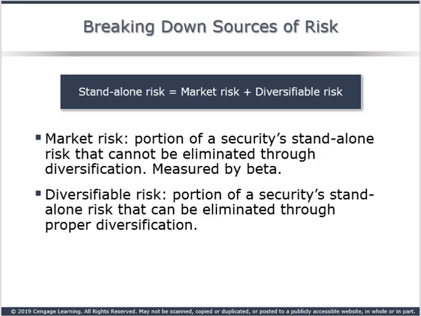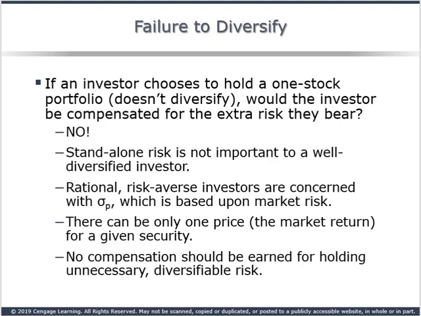Now, in looking at this risk, going back to standalone risk, standalone risk is market risk plus diversifiable risk. Diversifiable risk is that risk unique to the business. And so market risk, because it can't be eliminated with diversification, we need to be able to measure it. One way that we measure it is through beta. But first let's just identify, well, what are the issues with diversification? If an investor chooses to hold a one stock portfolio, would the investor be compensated for extra risk? Well, no.